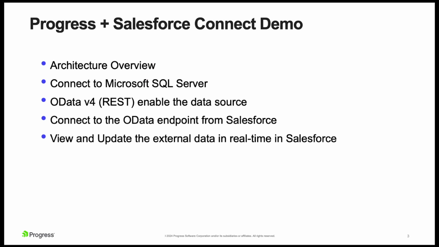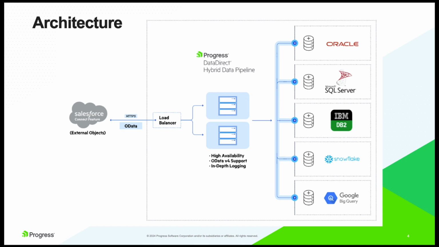I'll quickly do an architecture overview of what the demo environment looks like. We'll connect to a SQL server, OData enable it, connect Salesforce to that endpoint, and we'll take a look at what that data can do for us inside of Salesforce. So here from an architecture point of view, we have a 2-node hybrid data pipeline cluster I have running in AWS, set up in a highly available configuration behind an application load balancer, and it's going to connect out to a SQL server. We also are exposing that out via OData for Salesforce using a SSL certificate over a secure HTTPS endpoint.